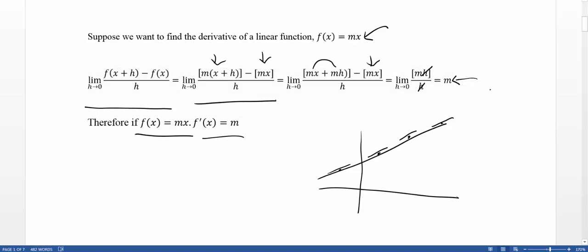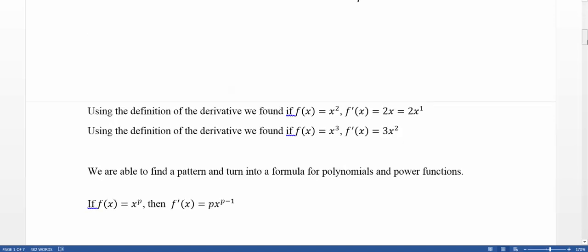So let's remember the two that we'd already calculated. Earlier in the term, we used the definition of derivative to find f of x equals x squared has a derivative of 2x, which we can also write as 2x to the 1. Additionally, we used the definition of derivative to find that the derivative of x cubed was 3x squared. So when we add those to the two that we just talked about, the derivative of a constant and the derivative of mx, there's a pattern that begins to form for polynomials and power functions.